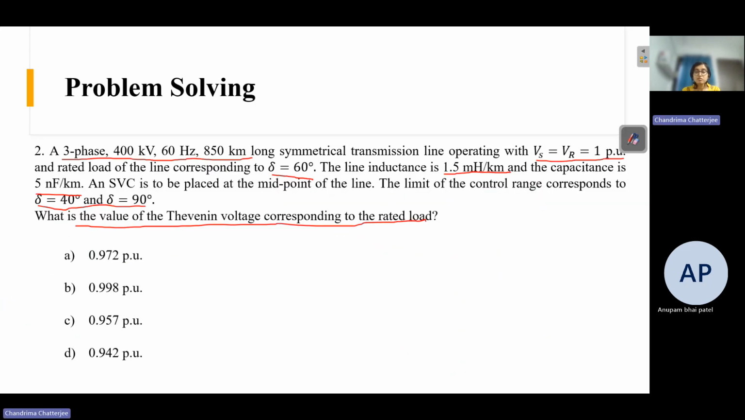So now let's solve this question. We need to find out what is the Thevenin voltage, right? So what is the Thevenin voltage? We just saw the Thevenin voltage is, I would write it here.